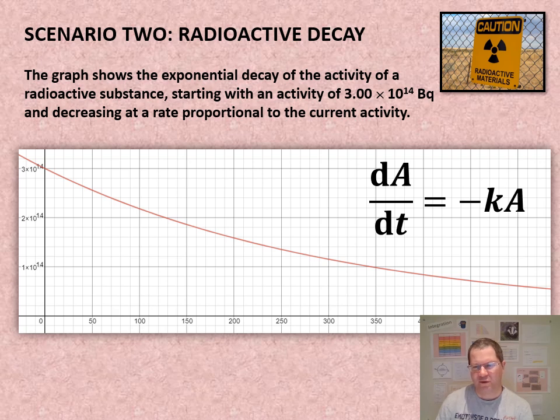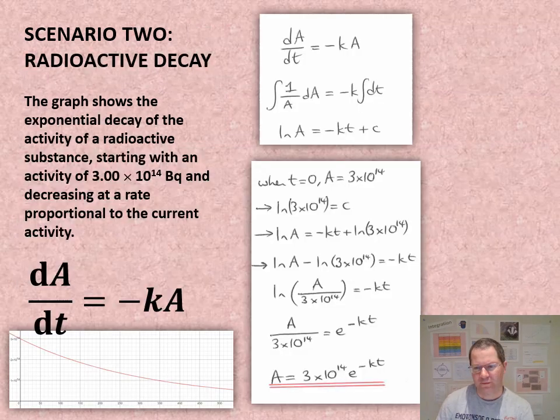Now we're going to look at an example of radioactive decay. So the graph shows the exponential decay of the activity of a radioactive substance, starting with an activity of 3.00 times 10 to the 14 becquerels and decreasing at a rate proportional to the current activity. So again, we've got an initial value of, in this case, 3 times 10 to the 14, and we ignore everything to the left of the y-axis. This time it's exponential decay, and that's why the formula has a minus sign in it to show that the gradient is negative. So dA by dt equals minus kA, and we start in the same way.